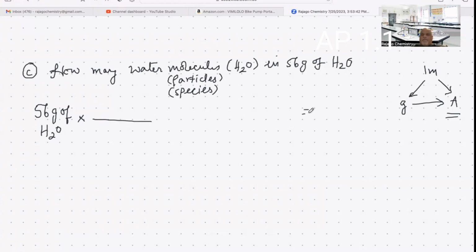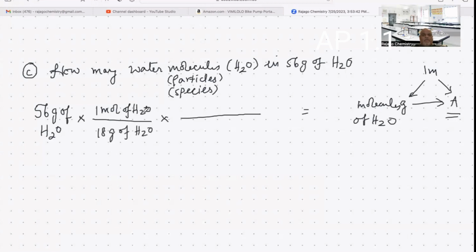So first let's give some space and then write down molecules of water. So grams of water, and then how to convert grams of water into molecules. So 1 mole of water is 18 grams of water. I just took the molar mass of water. And then 1 mole of water contains Avogadro number of water molecules.